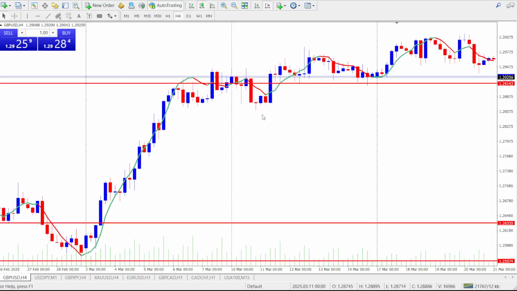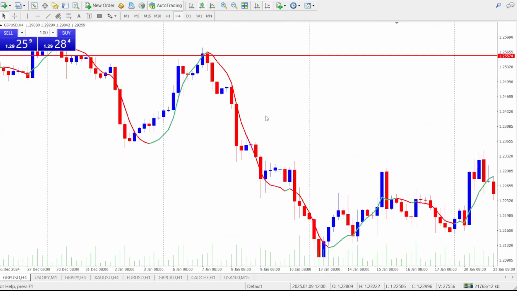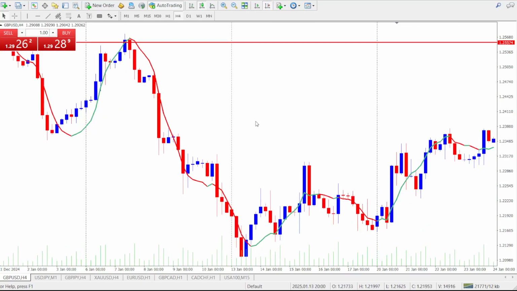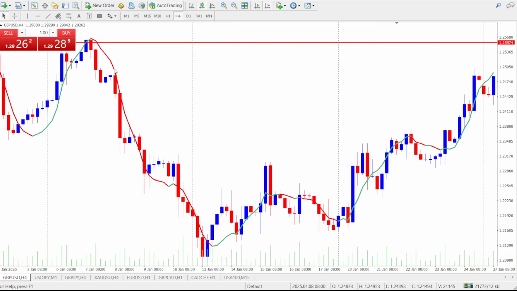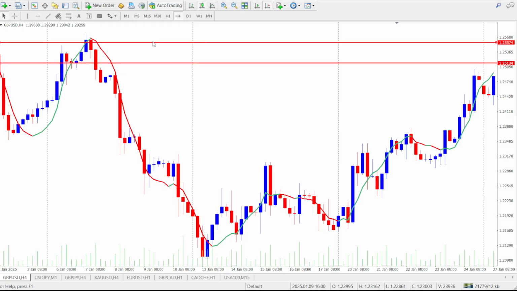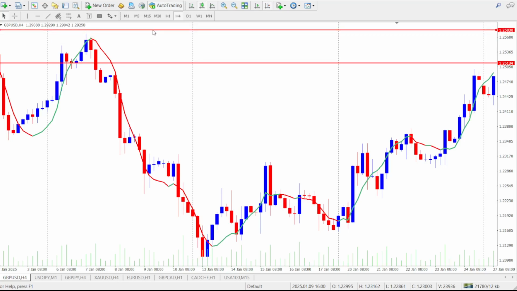Then for a sell setup, let the trend be bearish and ensure that the color of the line is red. Once you have your sell confirmation, enter your sell trade and then set your stop loss above the swing high. Then you can take your profit at support zones, or you can wait for the indicator color to change to green.